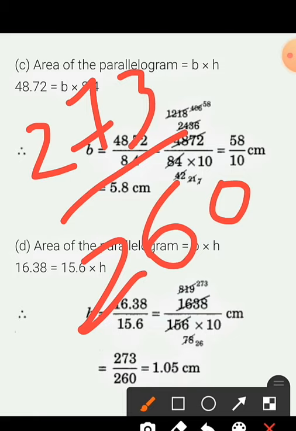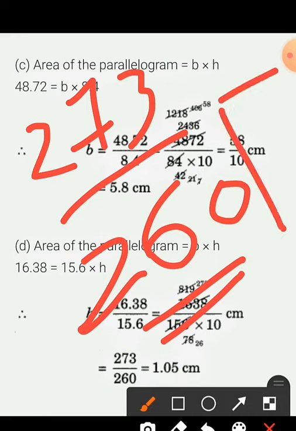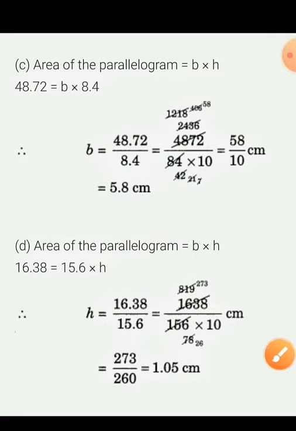Now this you cannot cancel. If you see, 273 is coming in the table of 3, but 260 is not coming in the table of 3. So cancellation is not possible here. So now you can do it by the long division method. We have seen that also in the chapter of decimals. So we will divide this by the long division method.